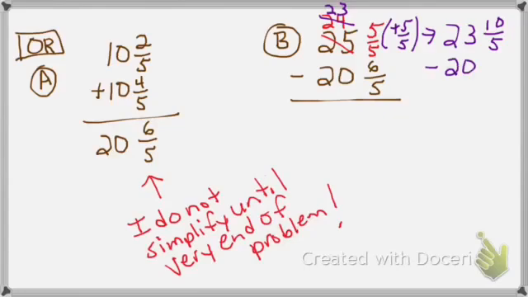Bring over my bottom number, minus 20 6/5, and I could go ahead and subtract. And 10/5 minus 6/5 is going to equal 4/5. 23 minus 20 is going to equal 3. So you see, either way, I get the same answer, 3 and 4/5. Doesn't matter which way you choose to solve it, as long as you get that correct answer and show all your work. Okay, let's move on to number 19.